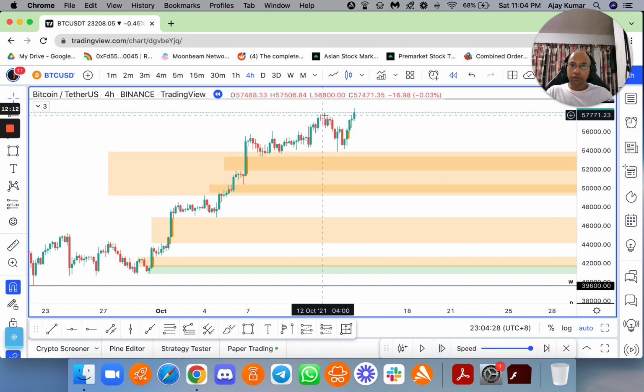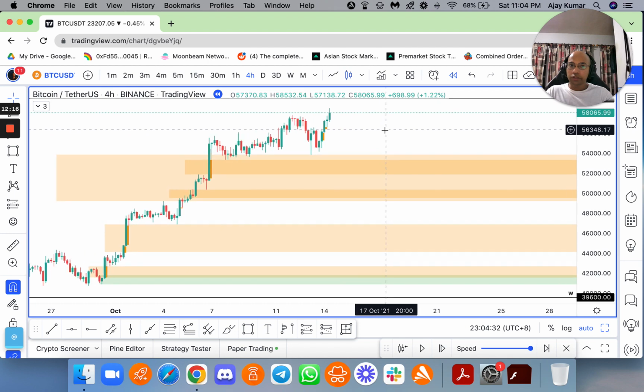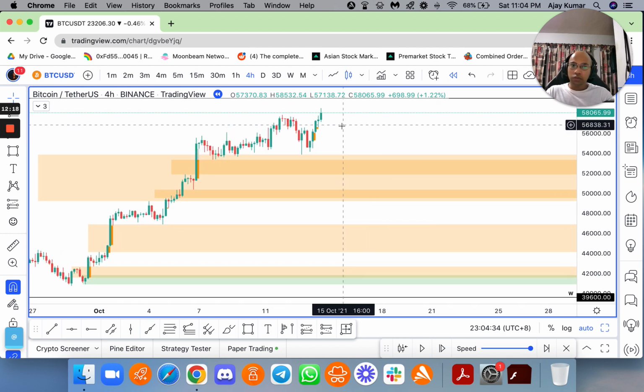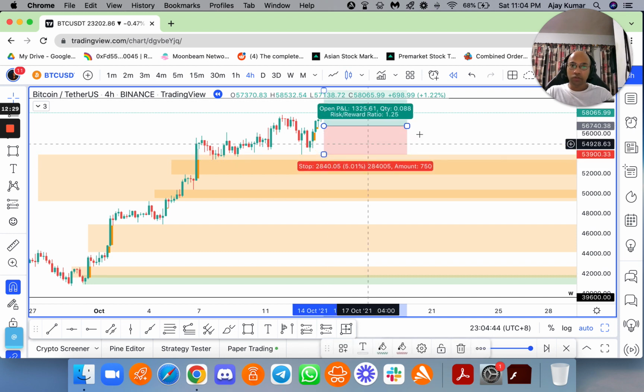Okay, price broke this high. Price is turning bullish. Price wants to go up. I might take a long here. Mm, this is not exactly the strategy that my mentor taught me.